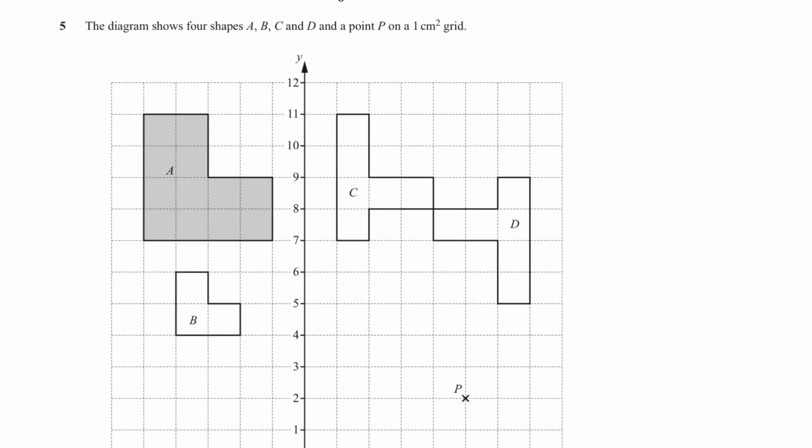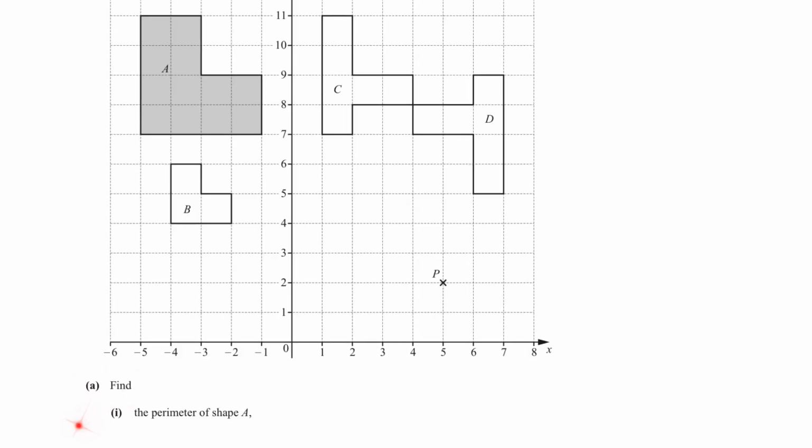Question number 5 is related to transformations. The diagram shows 4 shapes A, B, C, and D and a point on a 1 centimeter square grid. A. Find the perimeter of shape A. So the perimeter is going to be, this side is 4, this is 4, 2, 2, 2, and 2. When you add all these numbers together, you will get 16 centimeters. So the perimeter is 16.